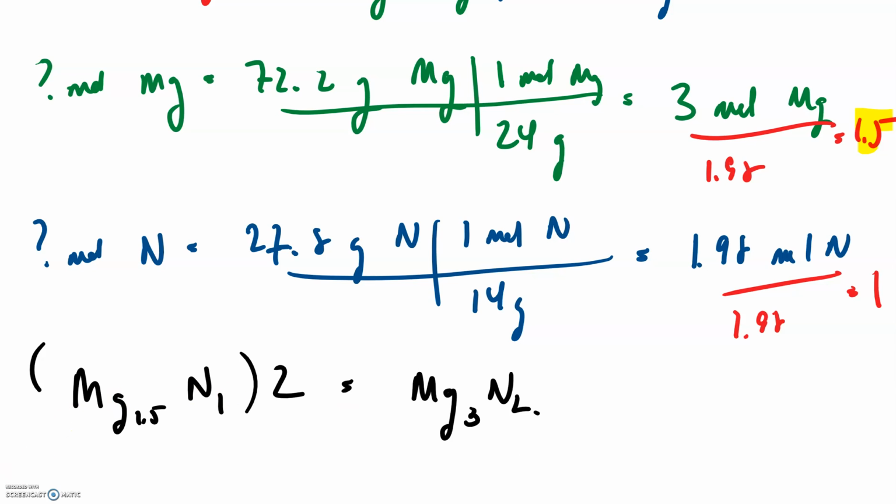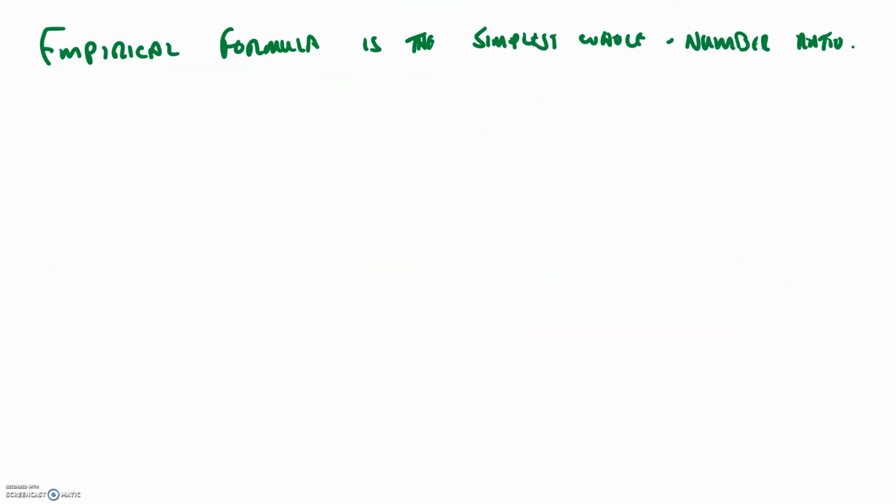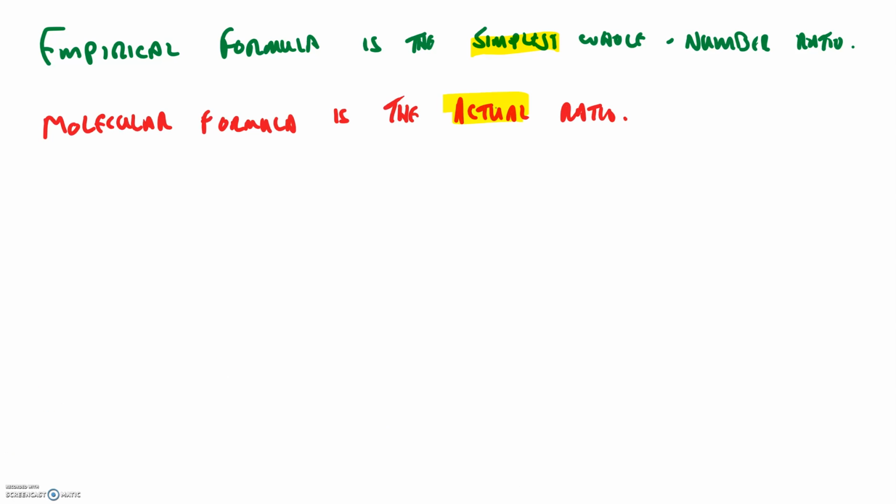All right, let's move on to one that is going to show us the difference between empirical and molecular formula. So, if the empirical formula is the simplest whole number ratio of elements in a compound, then the molecular formula is the actual ratio. I'll give you an example.